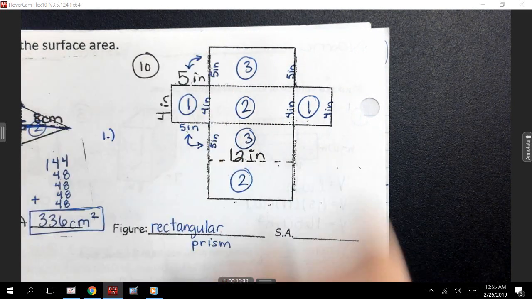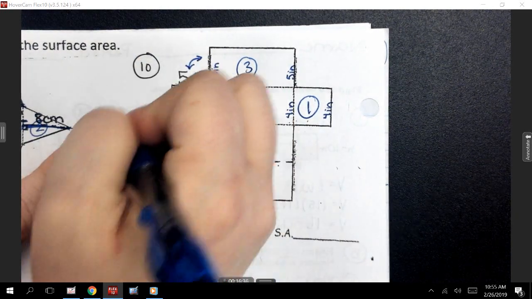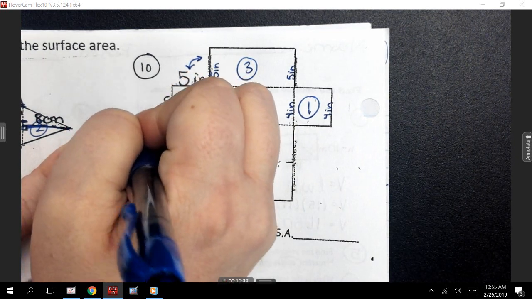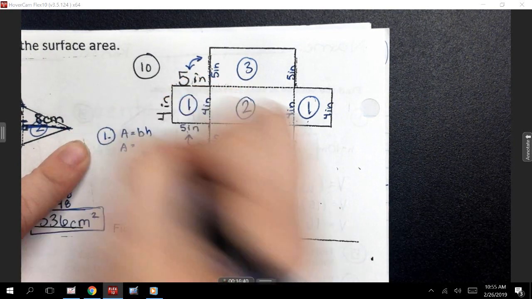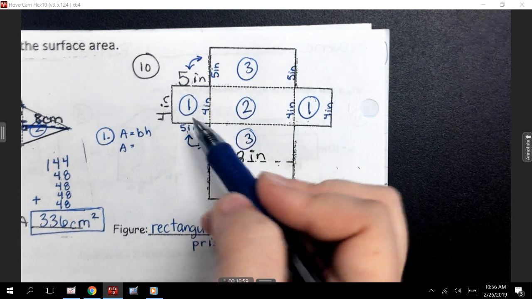Shape 1. What formula am I going to use for shape 1? Javon? A equals BH. Okay? So A equals, I want you to find a shape 1, that means one with a circle that has a base and a height. Who can tell me what the base and height are going to be of my shape 1? Chris? And? What 2 numbers? My base and my height? 4, 5. So here's shape 1.